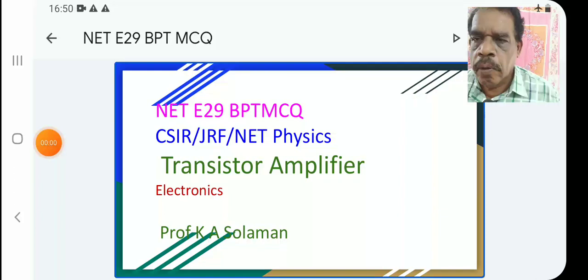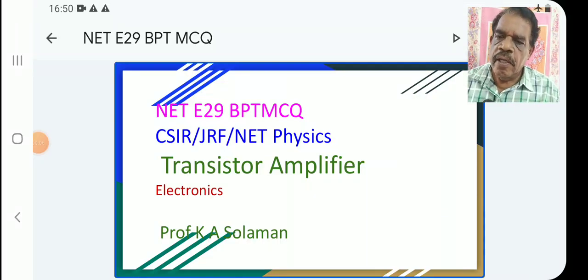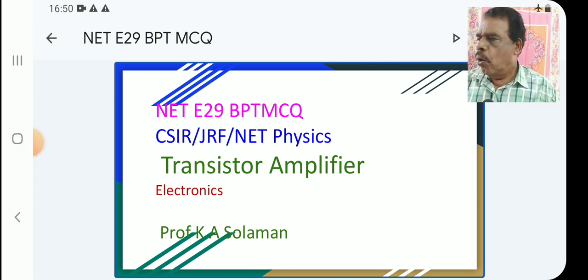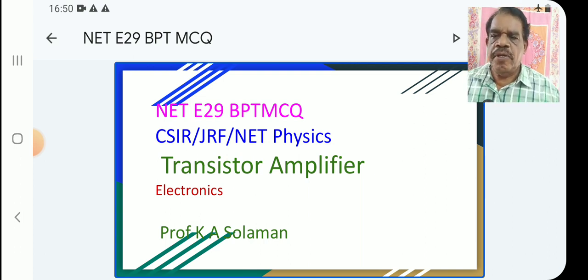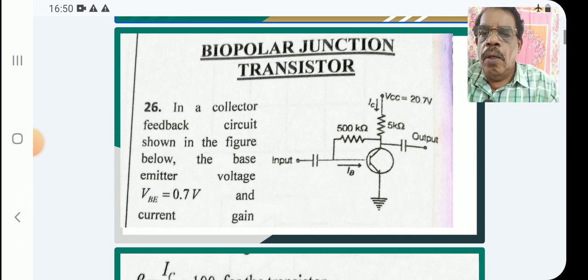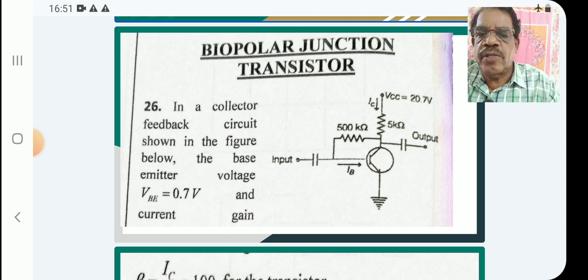To CSIR NET physics class. Today we see some questions related to bipolar junction transistor. All our previous questions on transistor amplifiers are related to BJT, bipolar junction transistor questions. So this is a bipolar junction transistor question.